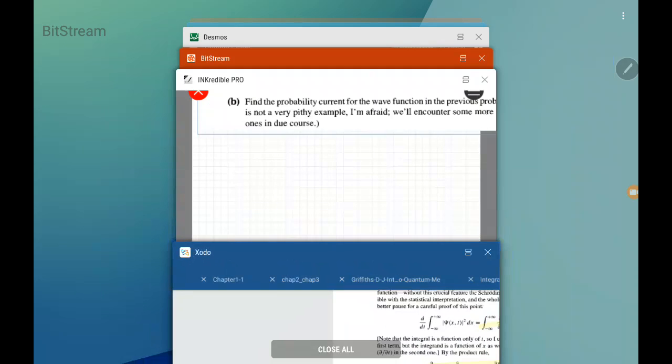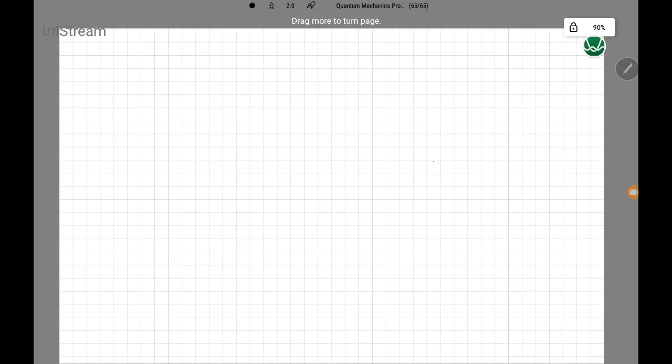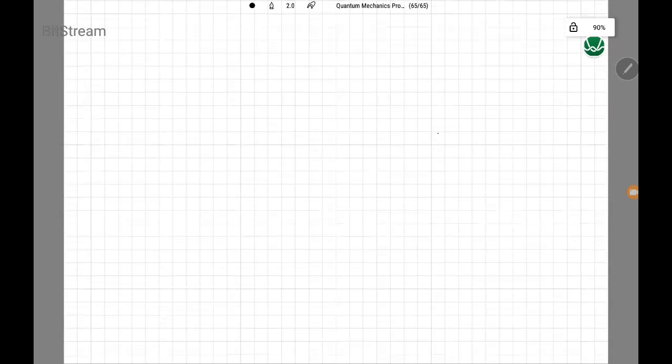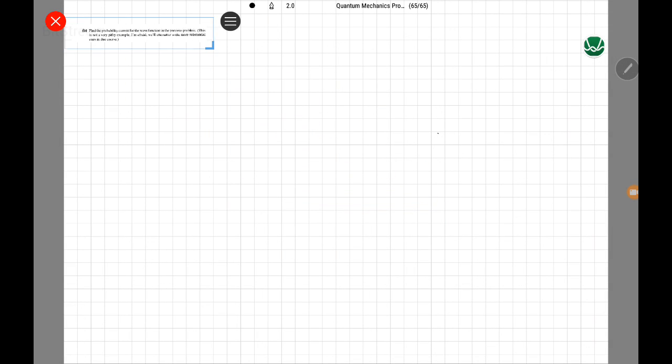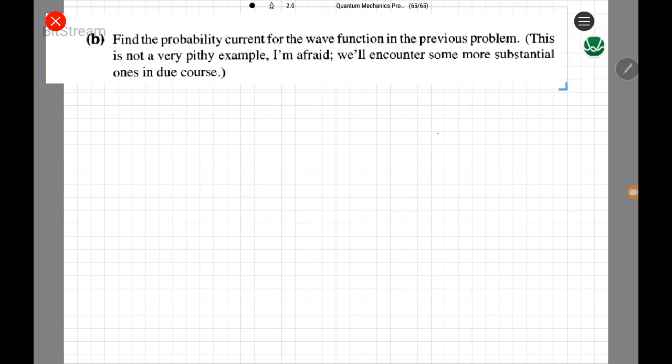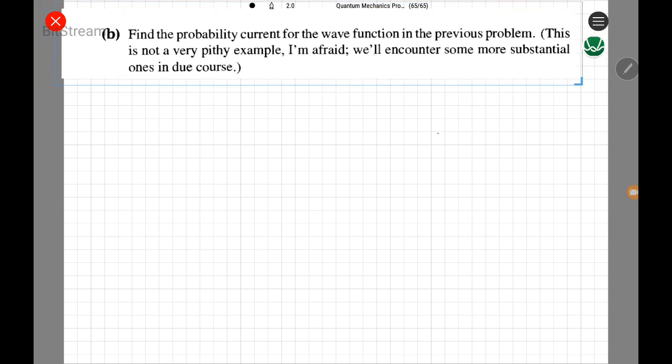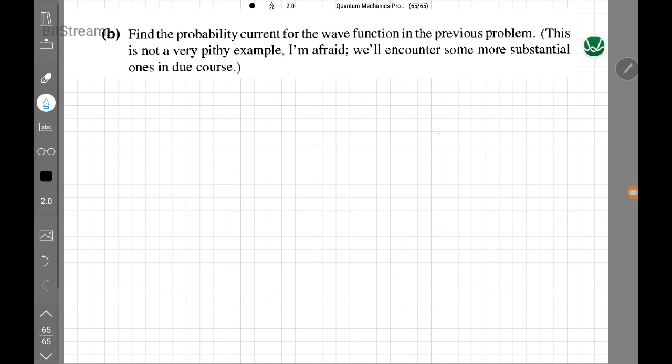So let's go ahead and take a closer look at this. Find the probability current for the wave function in the previous problem.